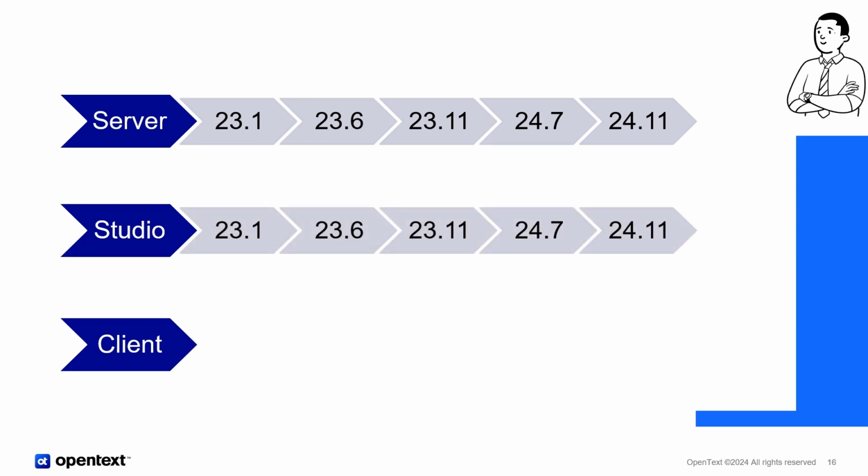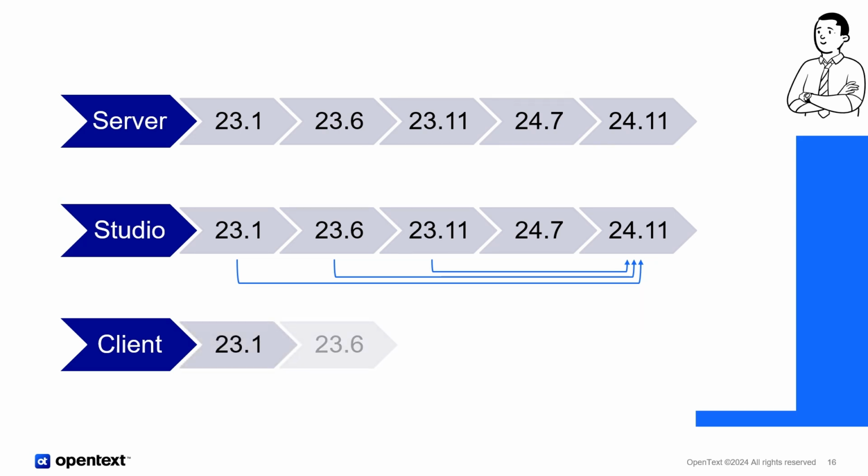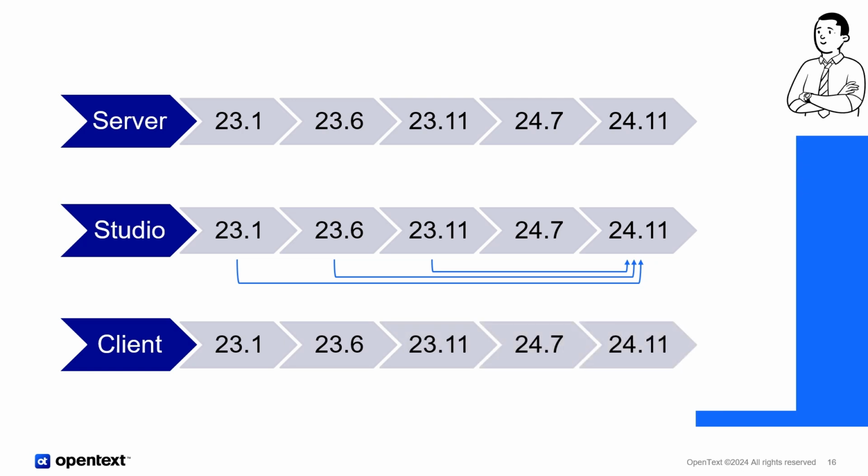Studio can follow the same upgrade path as the server. Or if you are doing multiple version upgrades to your server, you can bypass Studio versions to go directly to your final version. The client upgrade process is the same as Studio. You can bypass versions as needed.